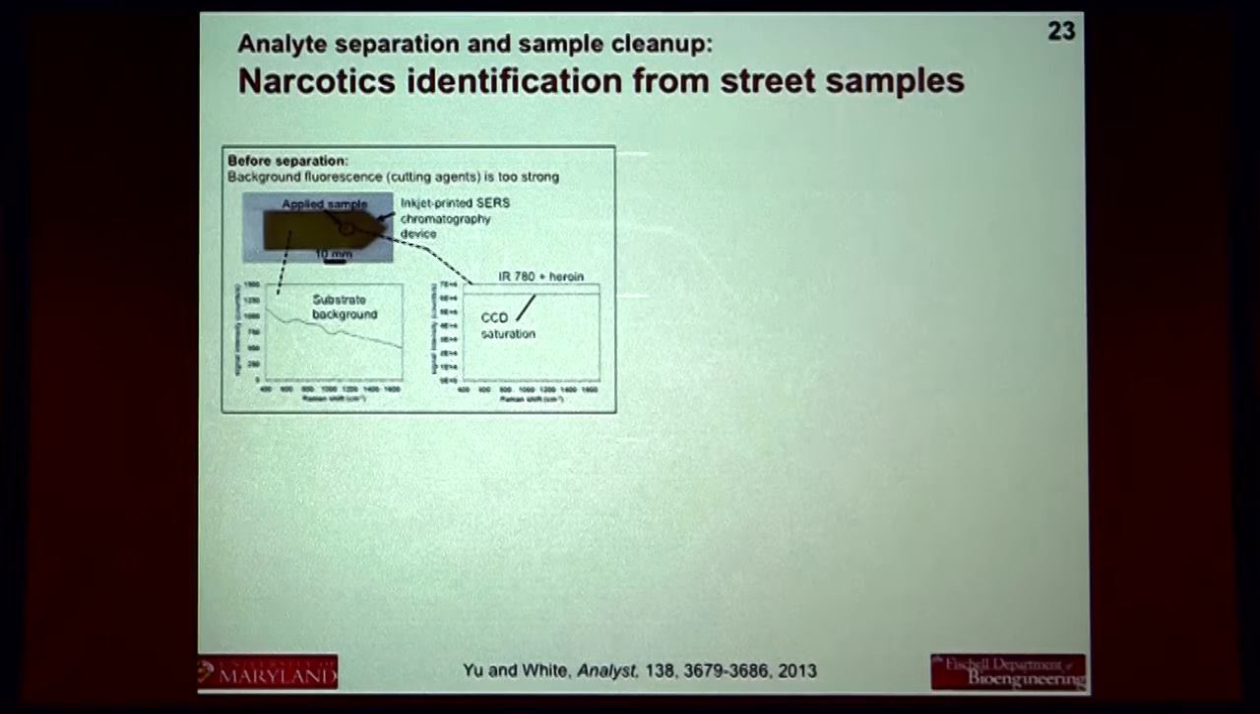So here's another maybe fun example. Two spectroscopy companies came to us and said, we're trying to sell our handheld Raman systems to police to identify narcotics. And in our lab, we buy heroin standards and it works great. We go to the police, they say, well, here's something we got from the street. It doesn't work. So you can actually buy heroin. We buy heroin. We buy cocaine.